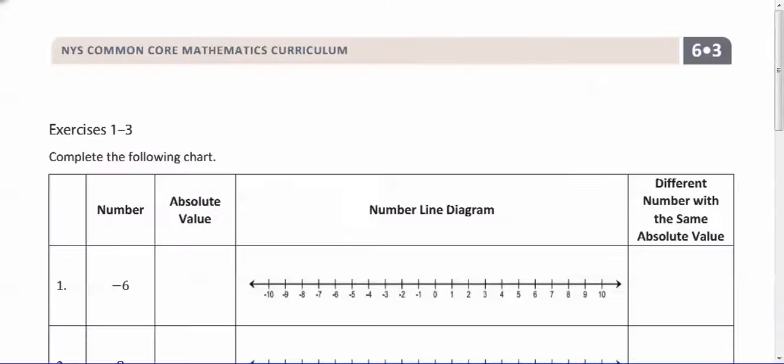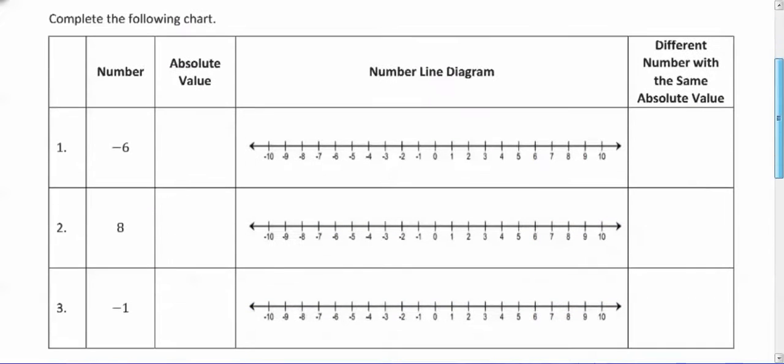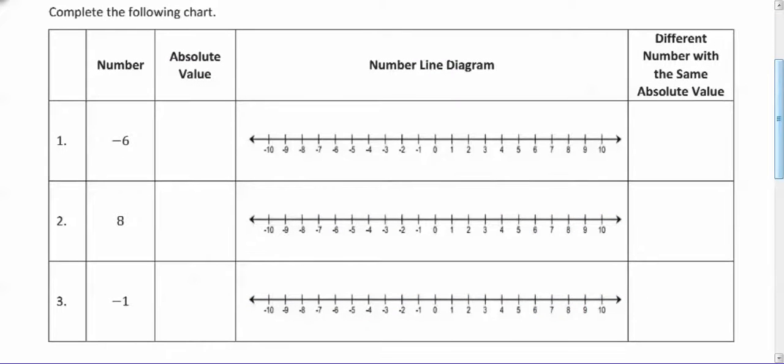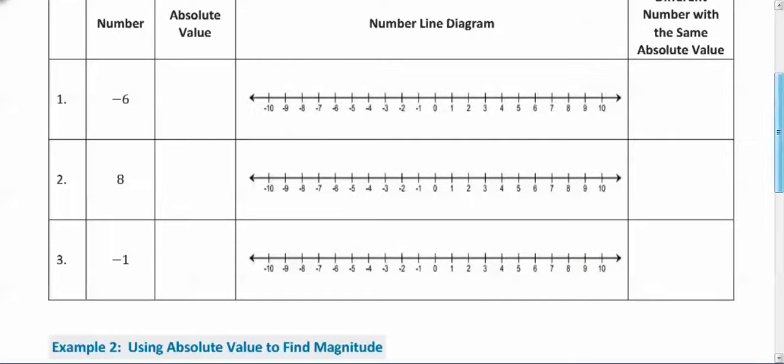We have a chart where we are going to just practice a few pretty simple ones. The number they give us is -6. The absolute value, let's write this down with the new symbols we've learned. The absolute value of -6 equals 6. Let's show this on the number line. So we're going from 0 right here to -6 right here. So that's 1, 2, 3, 4, 5, 6 units away.